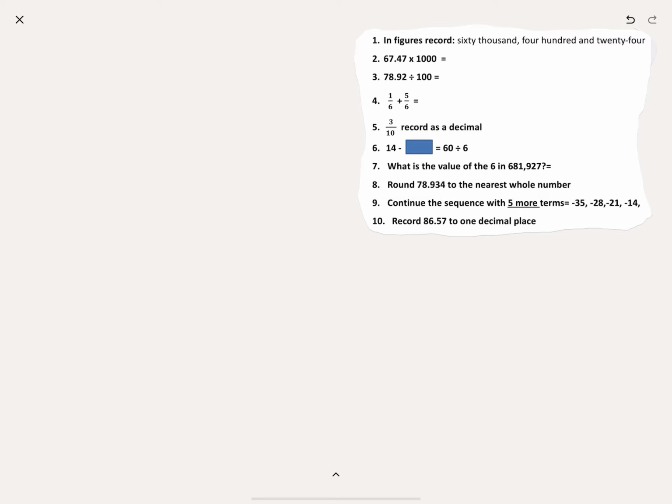First one, in figures record 60,424. So that means, figures means digits, so it's 60,424. Okay.